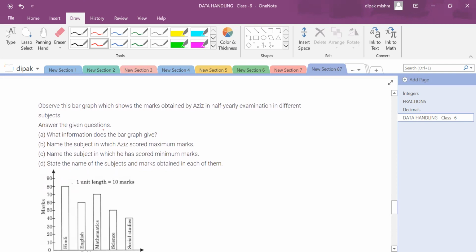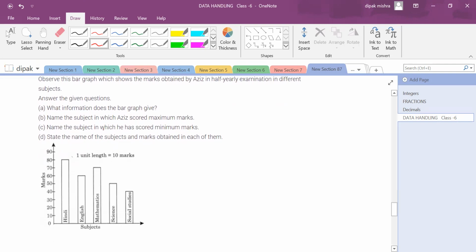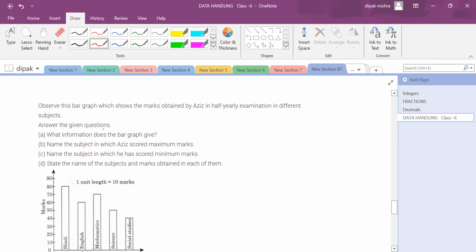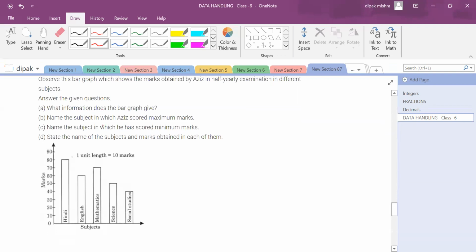Observe this bar graph which shows the marks obtained by Aziz in half-yearly examinations in different subjects. So what information does the bar graph give? You observe the bar graph here. Now what information does the bar graph give? The bar graph gives the information about the marks obtained by Aziz in different subjects.